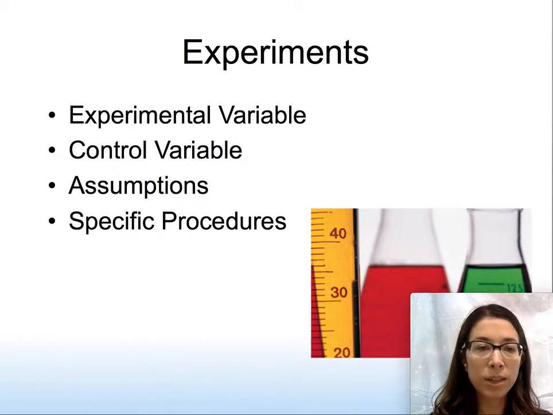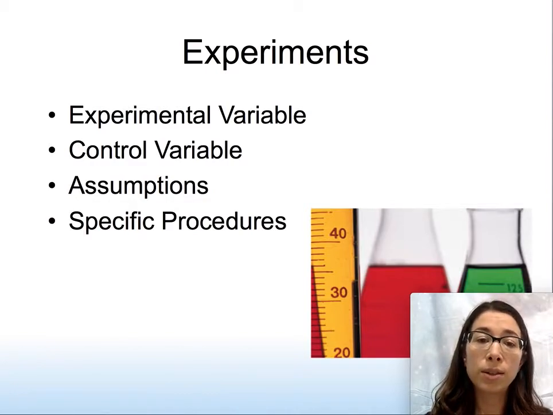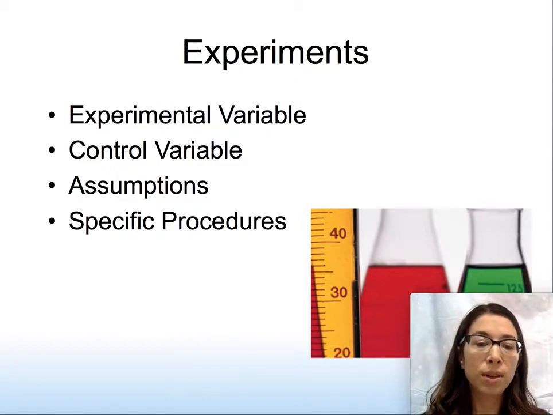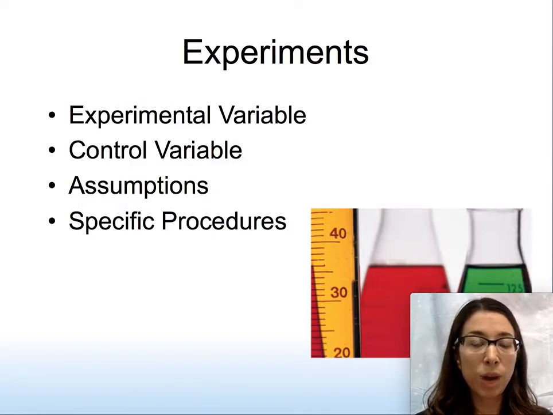So in a very simple experiment, we might have one experimental variable and one control variable, so only one element that we are changing at a time. And we're going to use that to study how that variable affects the phenomenon that we are looking at. For every experiment, we're going to make some assumptions. We need to assume some things are going to happen according to the laws of physics or other biological rules that we are just going to assume are going to be behaving properly.